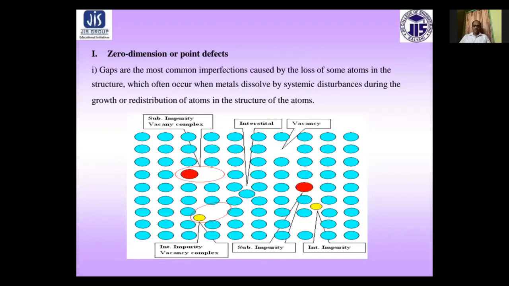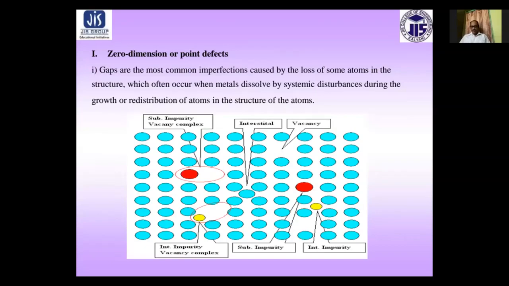So first of all, we will discuss zero-dimensional or point defects. These are the most common imperfections, caused by loss of some atoms in the structure, which often occurs when the metals are disturbed during the growth and redistribution of atoms in the structure.